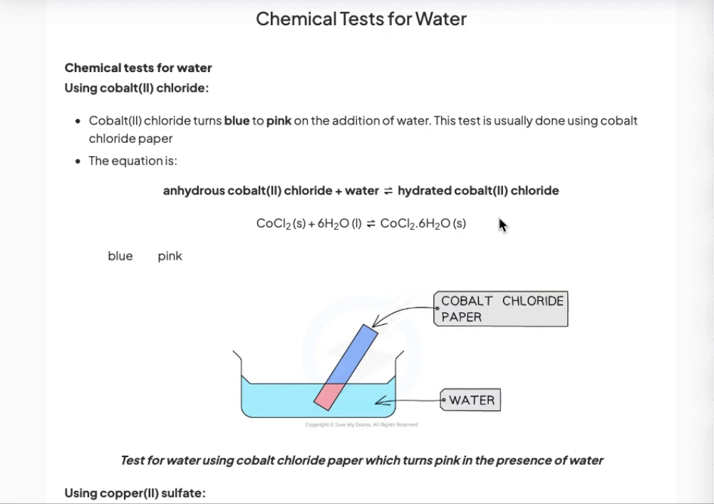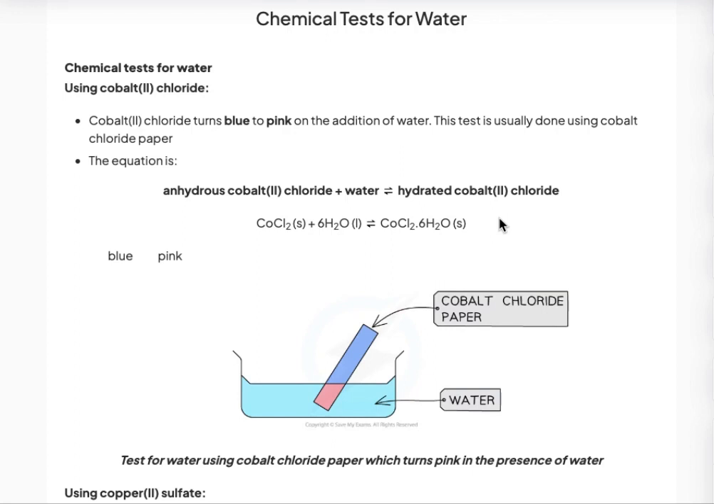Today we're looking at chapter 17, chemistry of the environment. In chemistry of the environment, we'll be looking at water and we'll be looking at air. So we start with the first one.